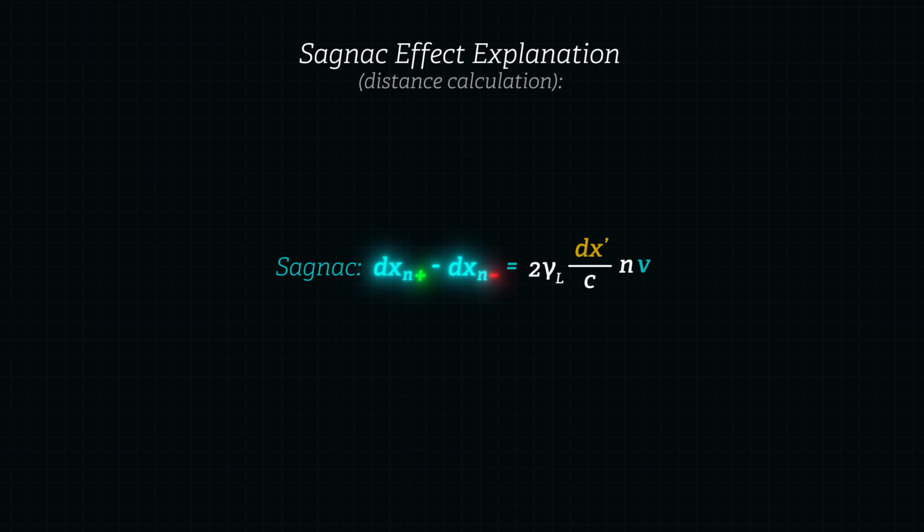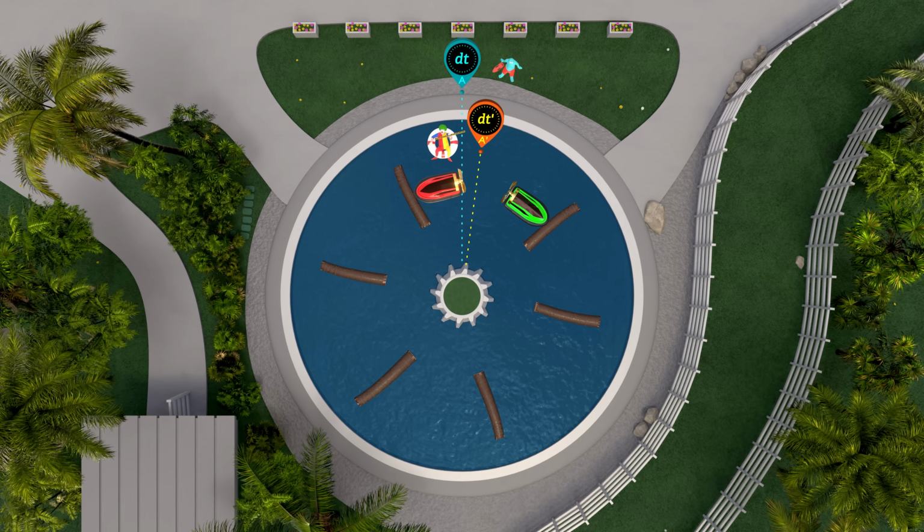And the difference in the distance dx traveled in the downstream versus upstream directions will be 2 times the Lorentz gamma factor times dx prime divided by c times n times v. All of this should cause you to think for a minute.